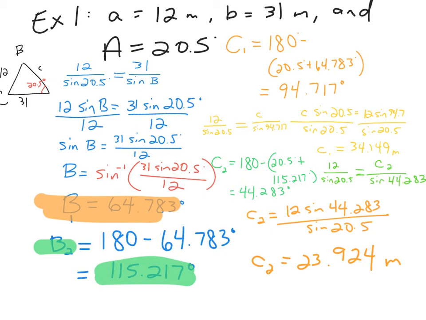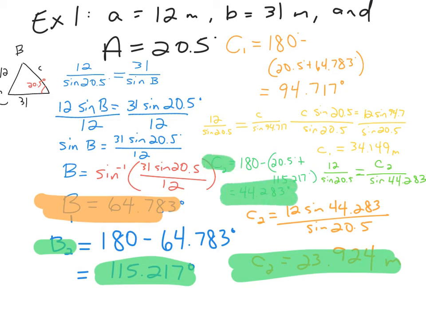So we've got our C2 to go along with our B2, our angle C2 right there. So in green we have the second triangle highlighted, and then if we look at our C1, that would be our angle C1 and our side C1. So you'll notice that what we come up with are the full solution, angle B, angle C, and side C for one of the triangles, and angle B, angle C, and side C for the second triangle that's possible.